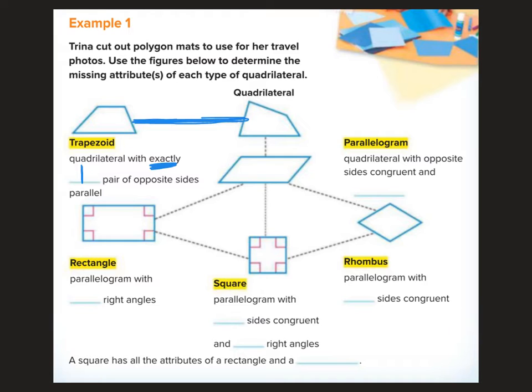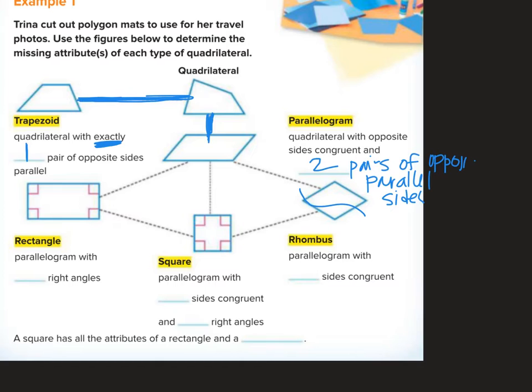So from quadrilateral, we can go to trapezoid that has one pair of opposite sides that are parallel. Or we can go down here to parallelogram that has two pairs of parallel opposite sides. How are we supposed to fit that in that tiny little space? Come on, book. Opposite parallel sides. We'll just call it that.